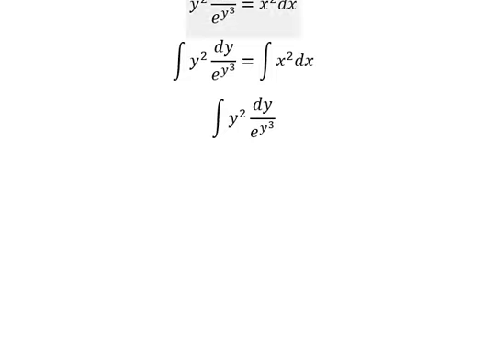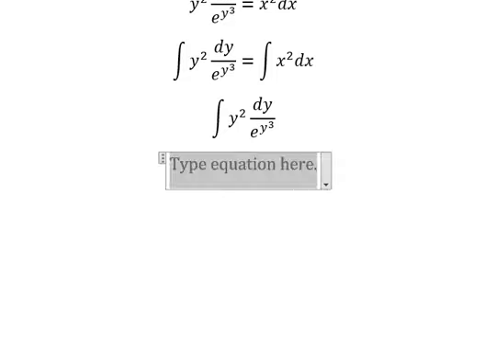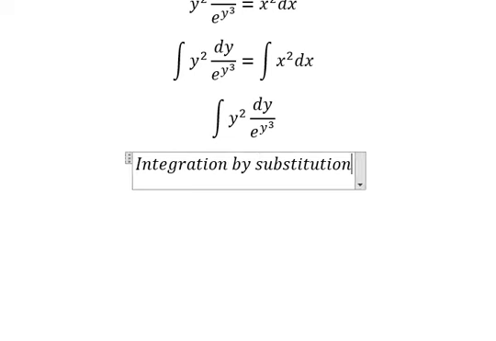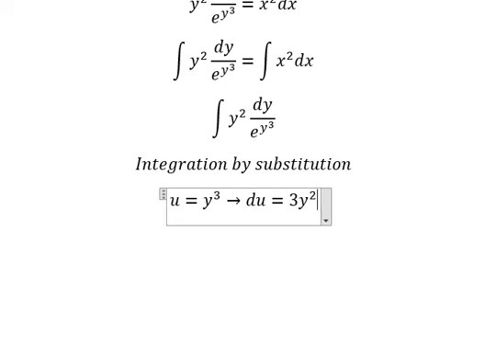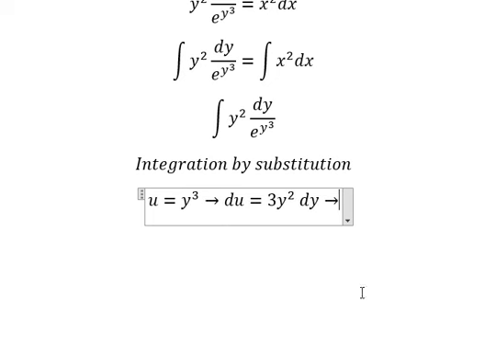So we need to use integration by substitution. I will put u equals y to the power of 3. Later we need to do the first derivative for both sides, and we have du equals 3y squared dy. Because we don't have the number 3, we need to divide both sides by number 3.